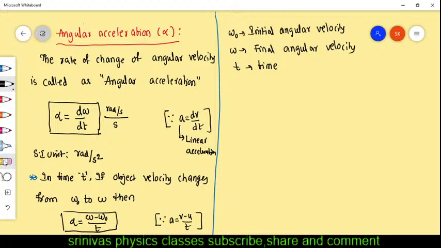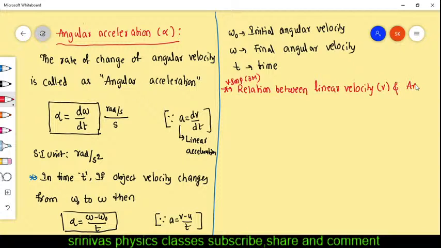Next, I am going to explain an important point, that is the relation between linear velocity and angular velocity. This one is important. Previously, a 3 marks question came one time in the final exam. Do you know what linear velocity is? Linear velocity we discussed in the previous chapters. v is the linear velocity.